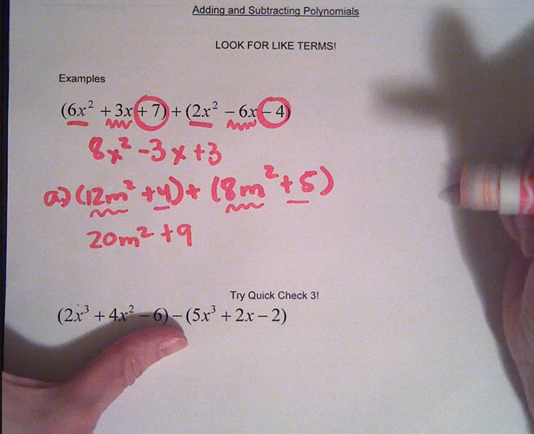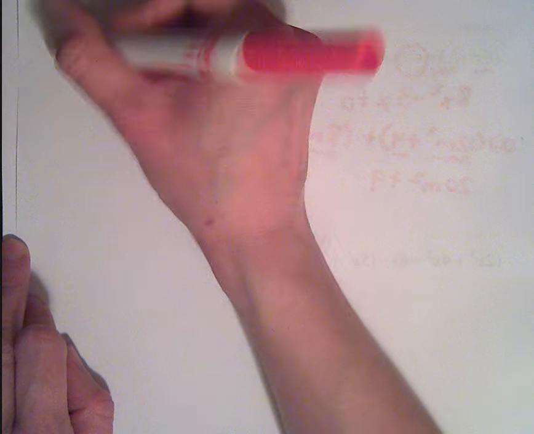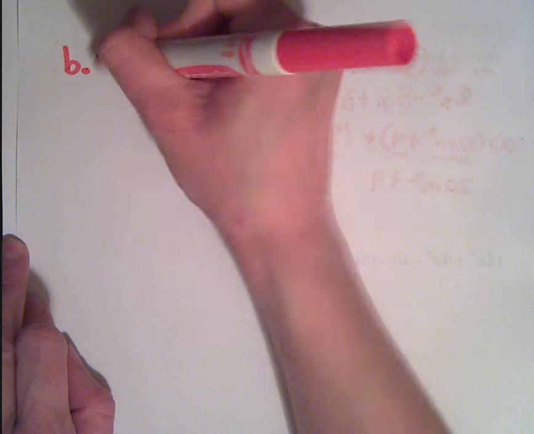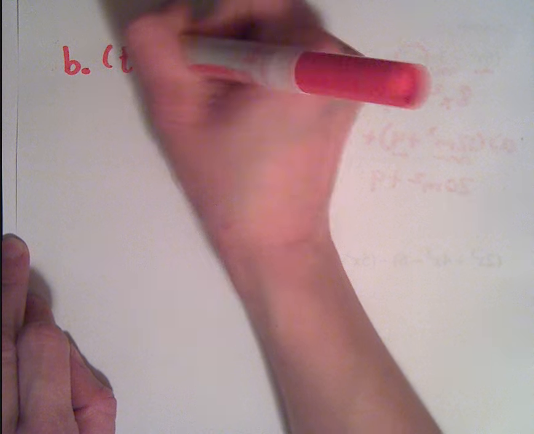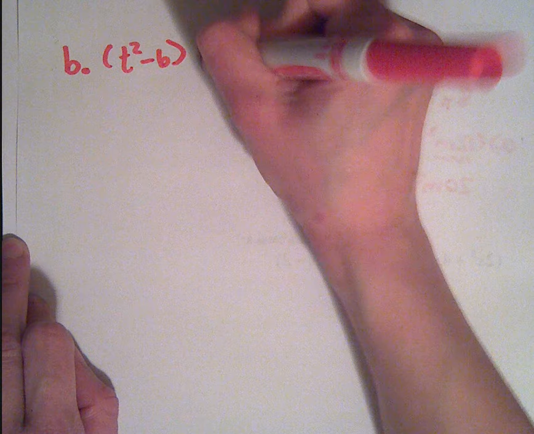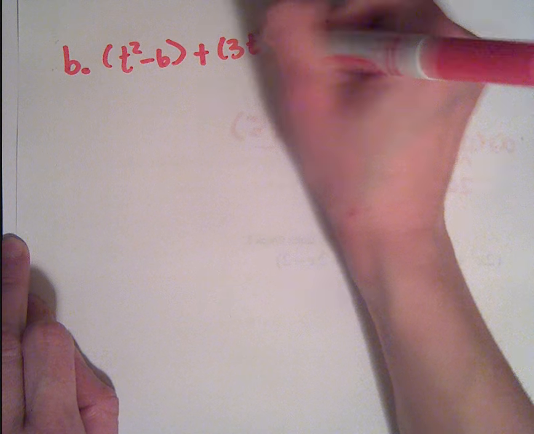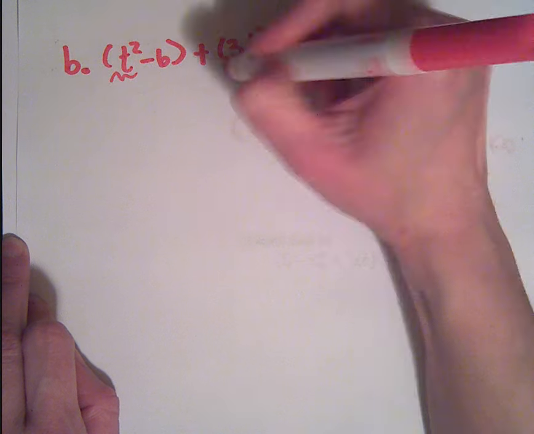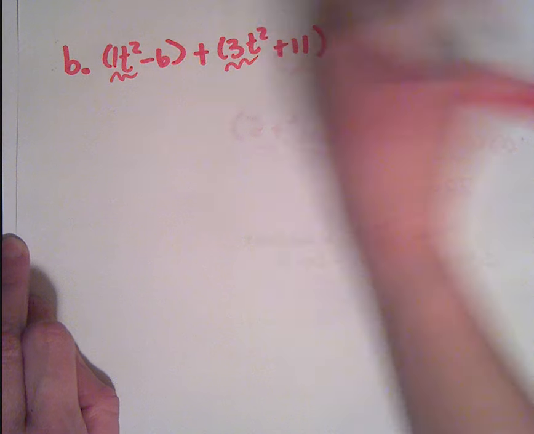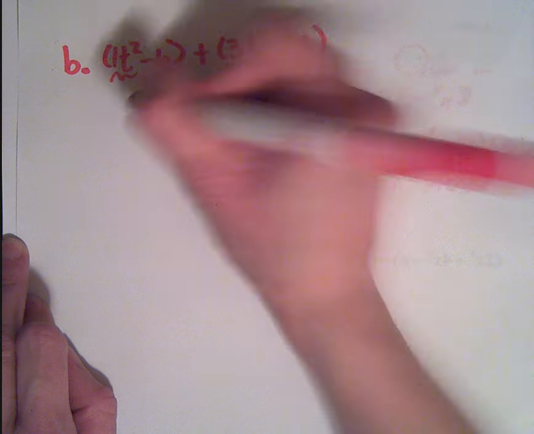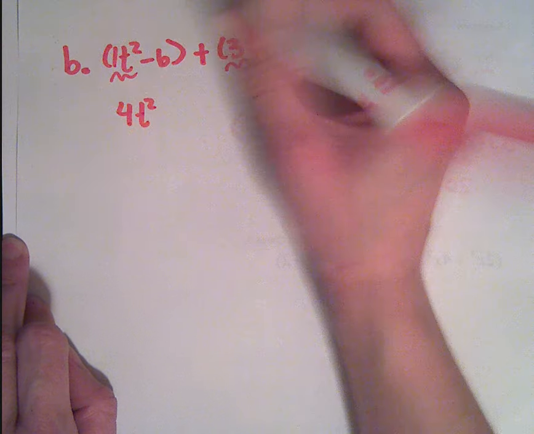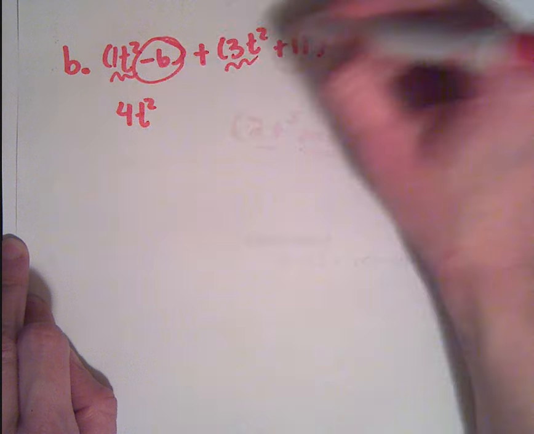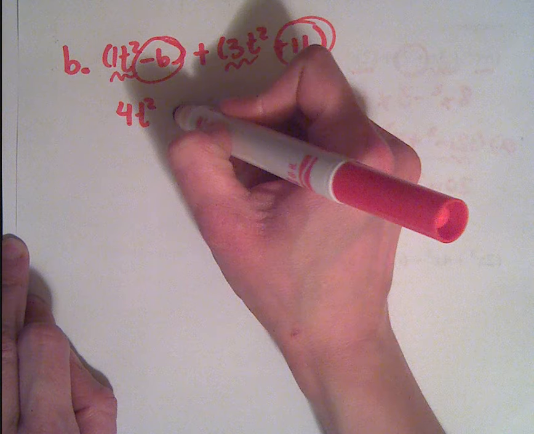For B, let me flip this over so we have some room here. B was t squared minus 6 plus 3t squared plus 11. So I've got t squared and 3t squared. This is 1t squared, again the 1 just doesn't show up, so that's 4t squared. And then I've got minus 6 plus 11, which ends up being plus 5.